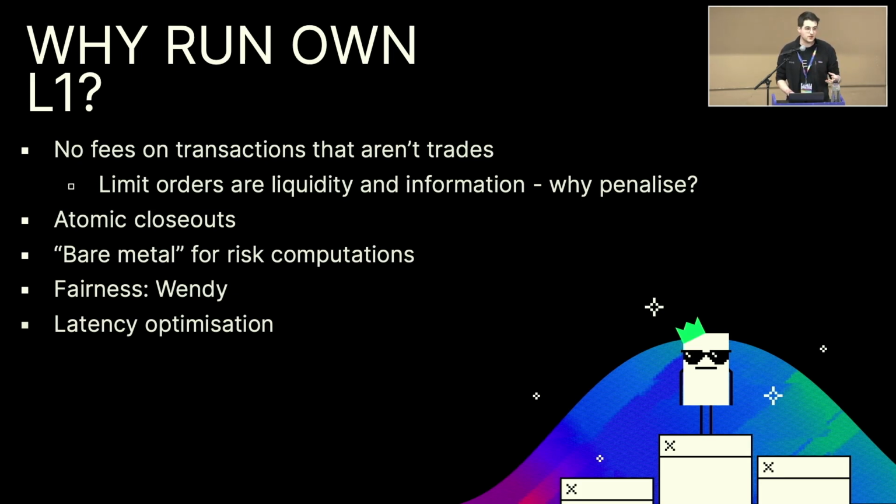Additionally, we can have atomic closeouts, which means when someone is distressed, when someone runs out of money, you can immediately close them out, properly close them out, ensure that the market stays robust without waiting for another person to come along and close you out. We can also implement risk calculations at a really bare metal level to make sure they're fast and actually proper risk calculations. In future, there's also plans to have what we call Wendy. It's a custom block ordering, which ensures fairness as much as possible in terms of first in, first out trading.